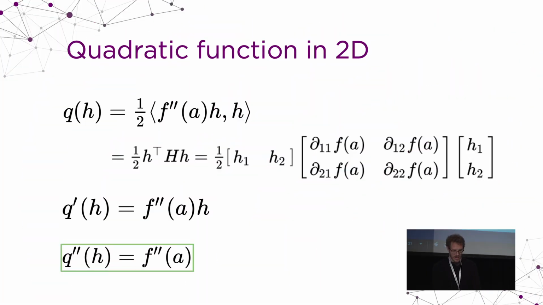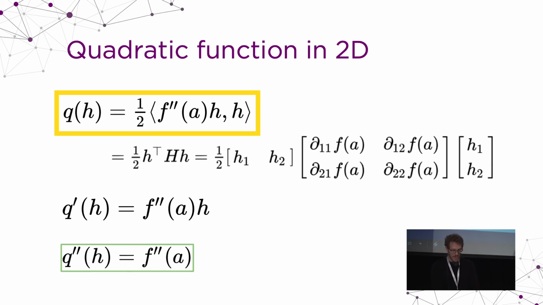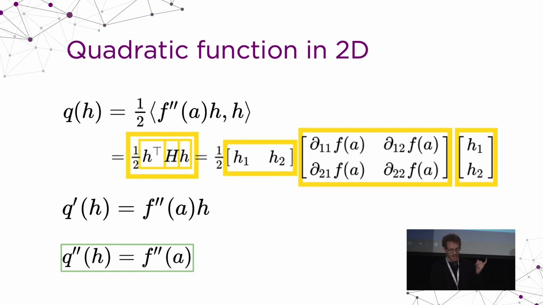So how can I represent it to compute this term? In fact, this term can be represented as 1/2 h transpose times the Hessian times h, where h is a vector that represents displacement in parameter space. In 2 dimensions, I will have h1, h2. It's the displacement of parameter 1, parameter 2.